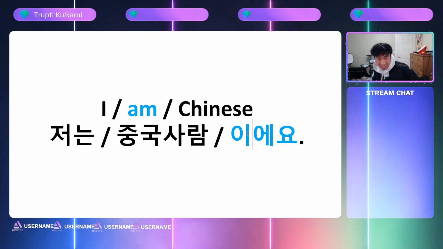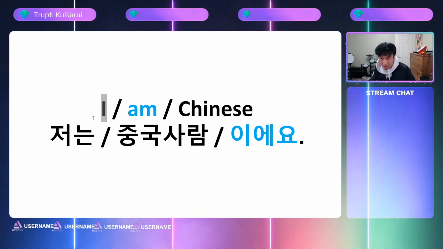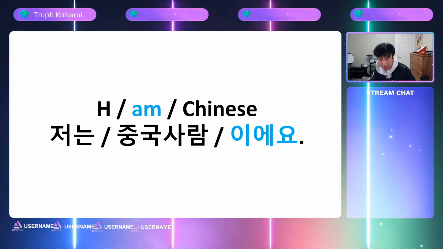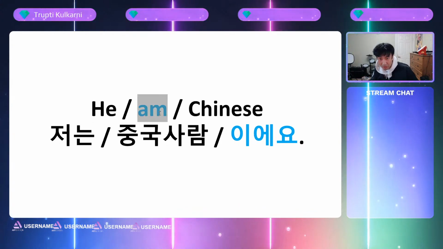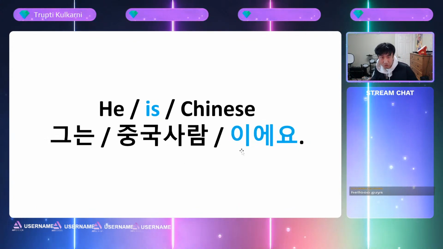So that is I am Chinese. 중국 사람이에요. I am Chinese. It doesn't always have to be I. Remember, it could be something like he. Of course, then it would be "he is," right? But in Korean, it still would stay the same. It would be 그는 중국 사람이에요. He is Chinese. Very simple.